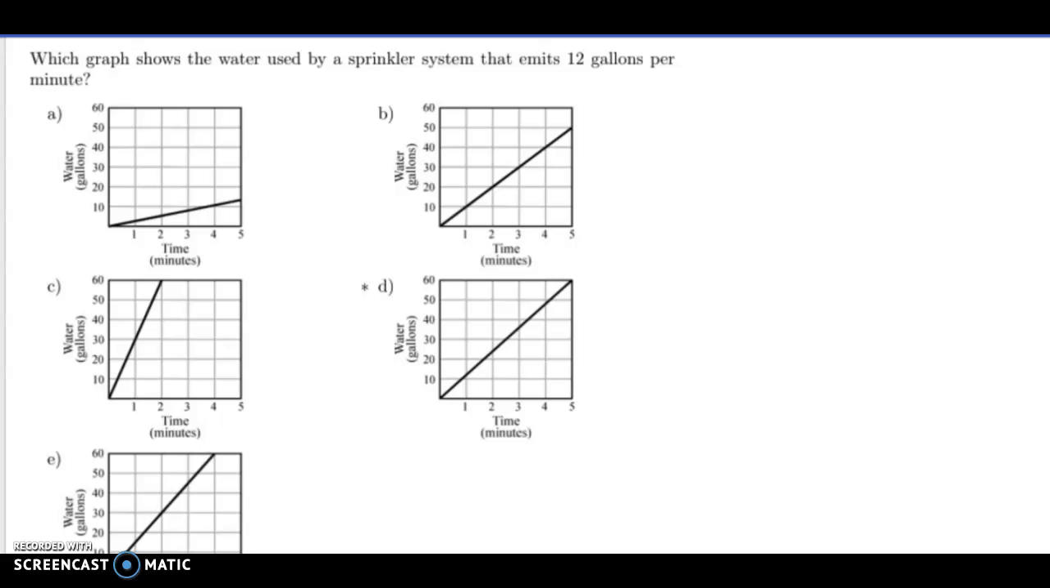Everybody, this is CR number 13, helper video number 4. It says, which graph shows the water used by a sprinkler system that emits 12 gallons per minute?